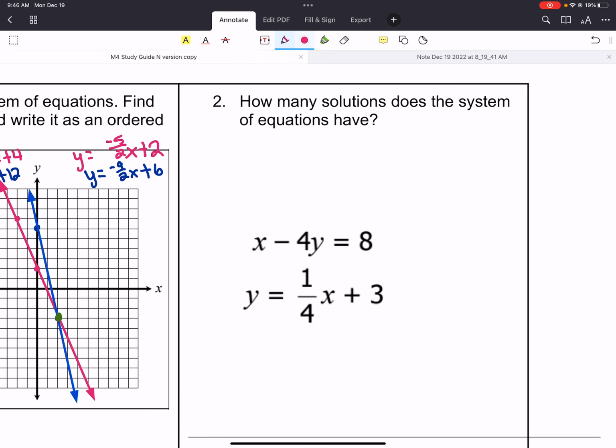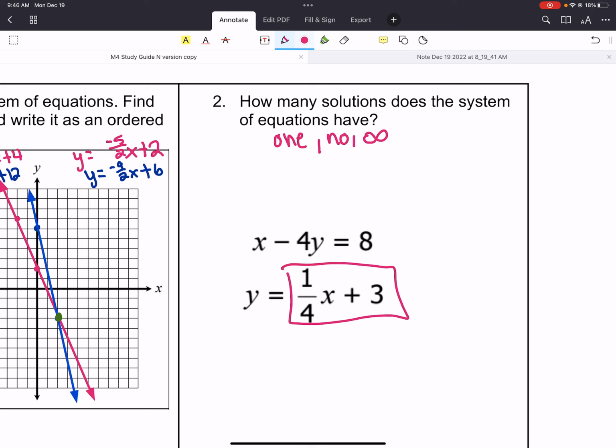For number 2, it says, how many solutions does the system of equations have? Guys, your options are 1, no, or infinite. And the way we're going to figure that out is the second one's already solved for y, so we're going to substitute that into the first equation anywhere I see a y. So x minus 4 times 1/4 x plus 3 equals 8.